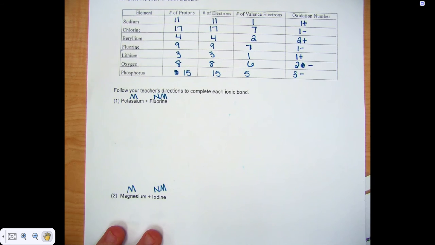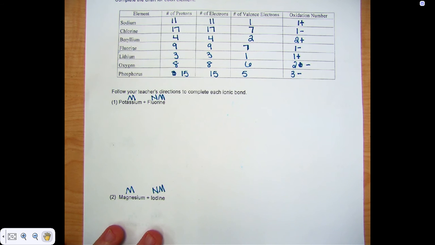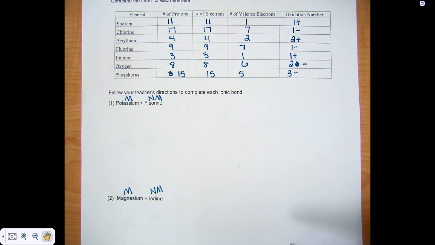All right, so I'm going to work through all of these with you, and it's important that we know which ones are metals and which ones are non-metals, not only to determine which ones are gaining and losing, but also which type of bonding is going to be happening. Because when we start talking about covalent bonding, two non-metals make a covalent bond. So I'm going to work the first few with you, and then I want you to work the rest on your own and then come back and check your answers.